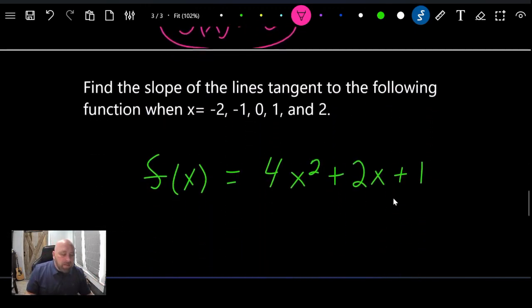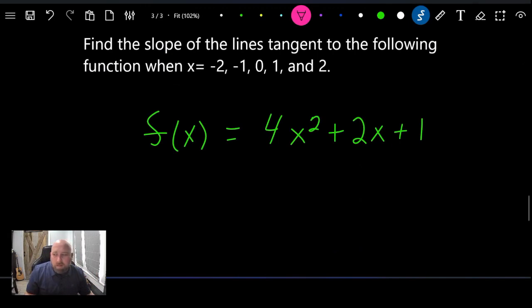All right, in the next problem in your book, on page 313, they want you to find the slope of the lines tangent to the following function. And then they give you some x values to plug in. So the first thing we need to do is find the f prime function. That's the first thing we need to do.